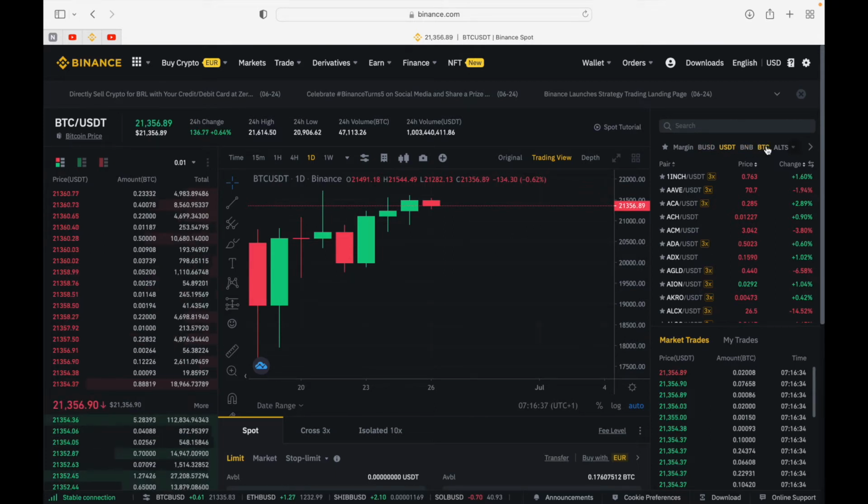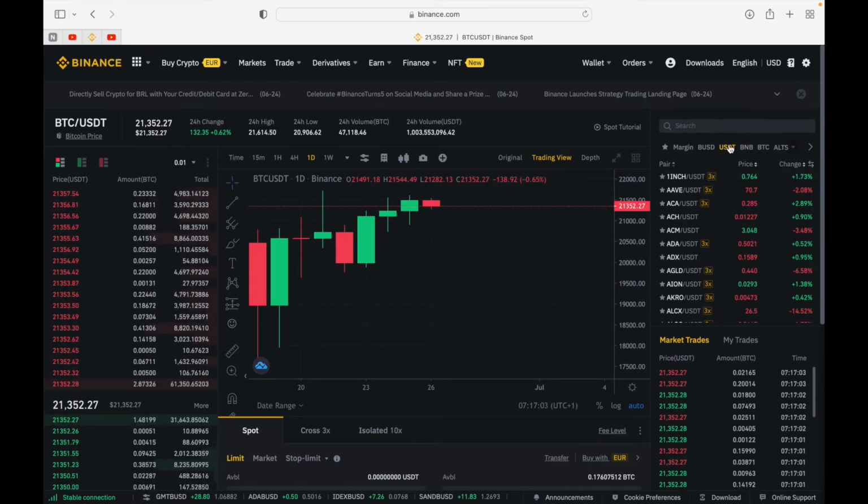Quote coin means coins that are being paired with basically every other cryptocurrency in the exchange, that you can actually use to buy every other cryptocurrency. If you want to trade or buy crypto, you have to first of all buy these coins and have them in your wallet, so you can use them as the quote coin to buy other cryptocurrencies.